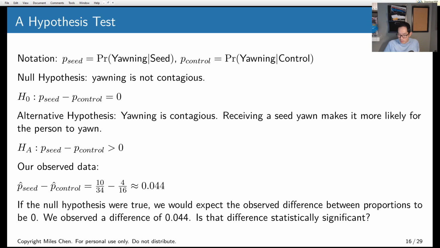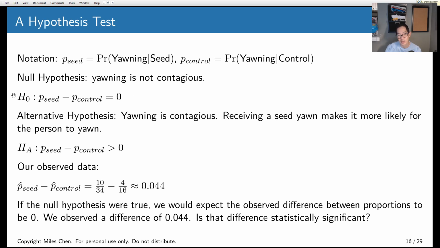So I want to take this data and perform a hypothesis test. The notation we're going to use is probability seed and probability control. Probability seed is, for those in the seed group, the probability that they would yawn. P control is the probability that they yawn if they're in the control group. Our null hypothesis is that yawning is not contagious, that whether you're in the seed group or the control group, the probability that you yawn is the same.